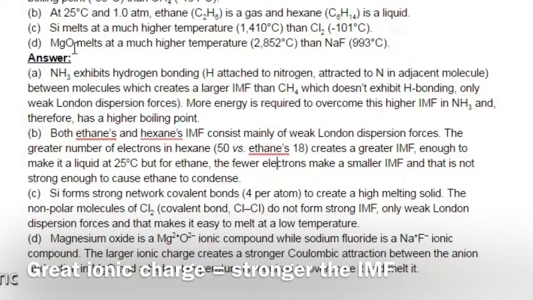So magnesium oxide melts at a higher temperature than sodium fluoride, and both of these are ionic compounds. So one of the things you can look at for this question is the charges of the atoms. So magnesium oxide has 2 plus and 2 minus, and sodium fluoride has 1 plus and 1 minus. So the compound with a greater charge creates a stronger attraction between the ions.